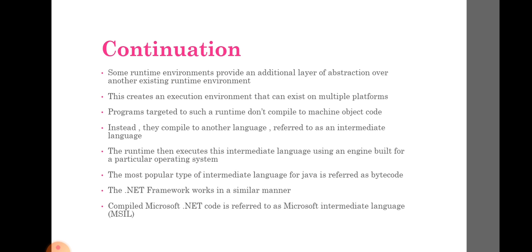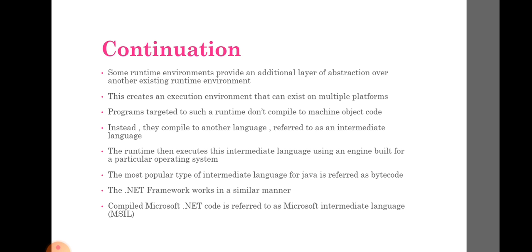We need an abstraction over another existing runtime environment. This will create an execution environment that can exist on multiple platforms. That is, the .NET framework will create an execution environment. These programs are targeted to such a runtime, which do not compile to machine object code.